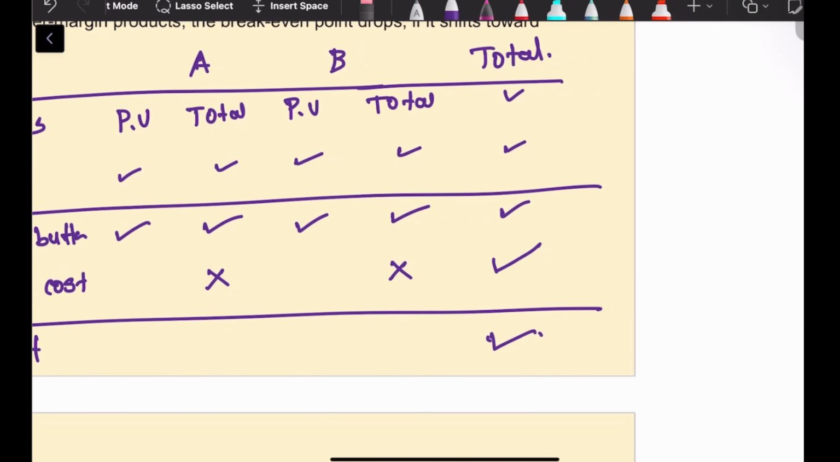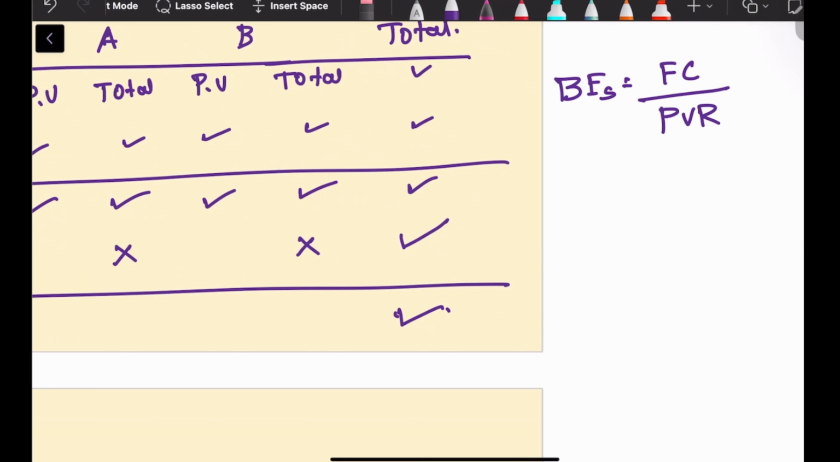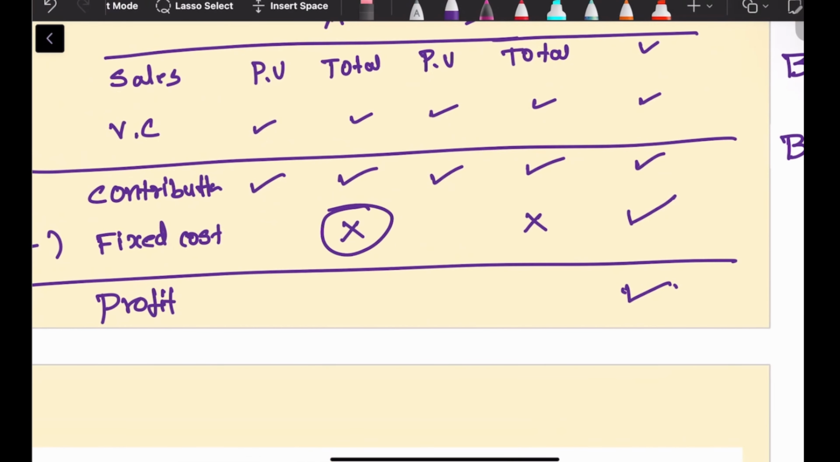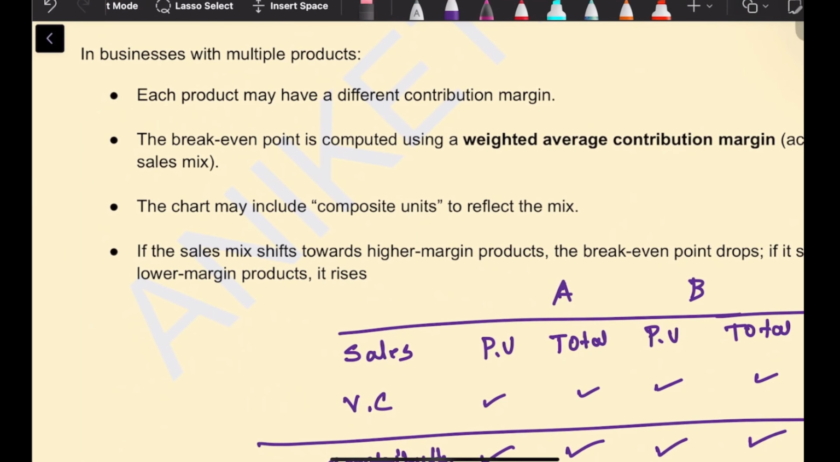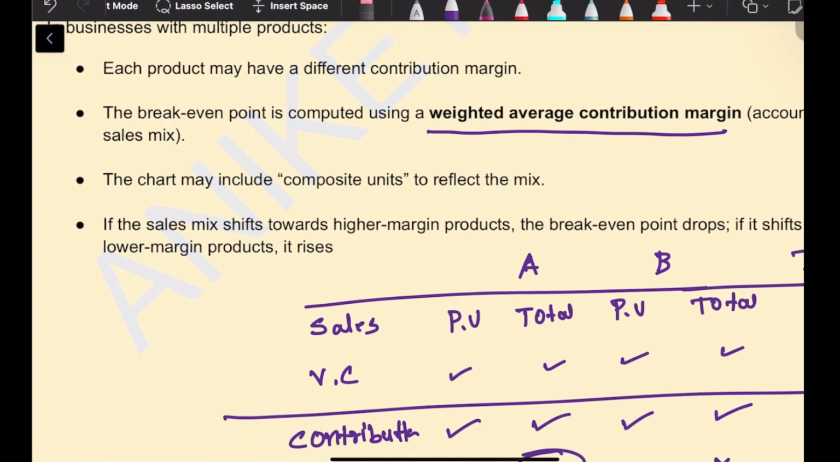But what is the formula for your break even? Break even sales is equal to fixed cost divided by either CPU or PVR. If you want in units, you divide by contribution per unit. So now I want to calculate break even of A. That means I should have a fixed cost of A divided by PVR of A. I do not have fixed cost of A. It is not available. Why it is not available? I have a same single factory. I incur fixed cost at factory level, but I produce two products in the same factory, and I cannot allocate this fixed cost among these products. So this is called multi-product. How to calculate in that case? The weighted average contribution margin I have to take. What is this weighted average? We will see with an example.